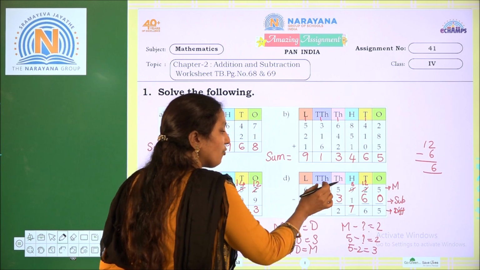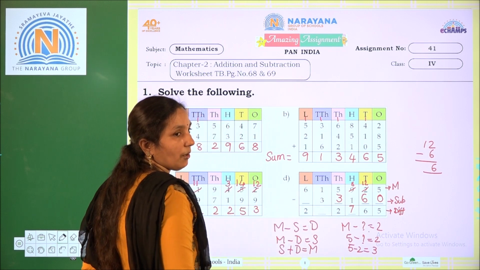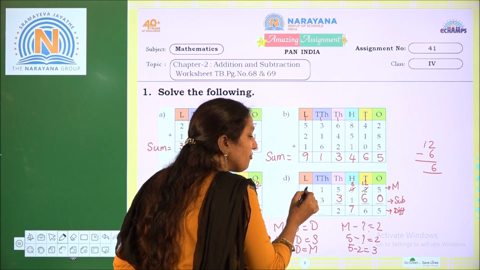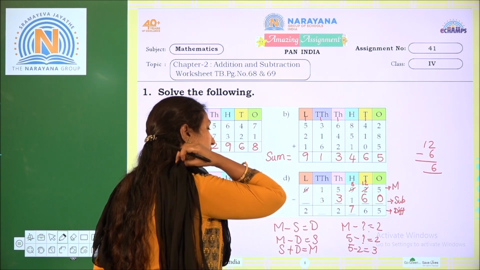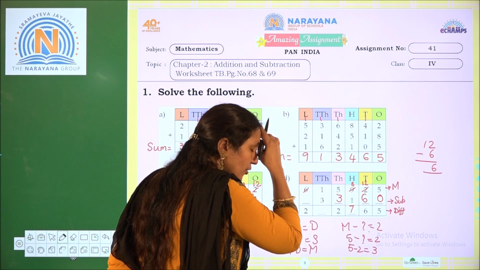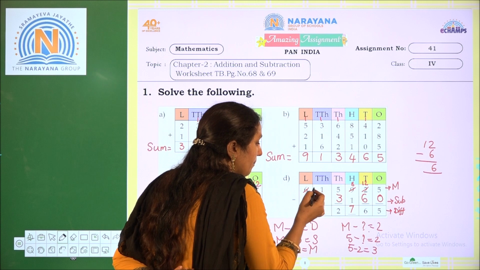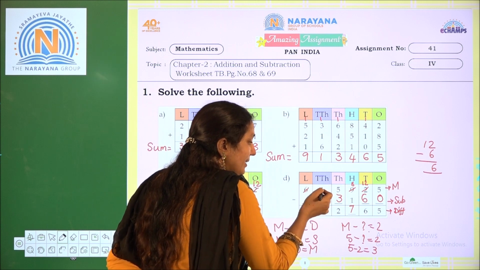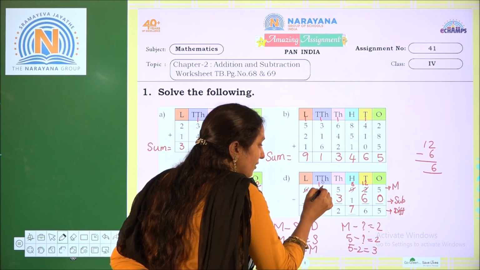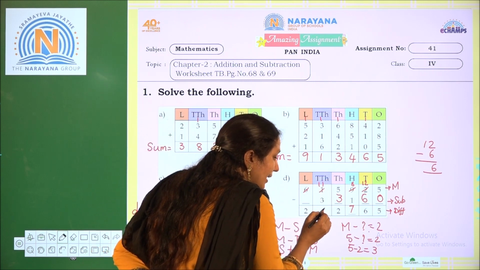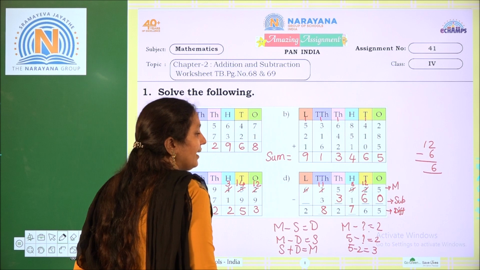Now 1 minus 3 equals the missing number. Can you subtract 1 minus 3? No. So what do we have to do? We have to regroup it. From where? From the last place. We take regrouping of one, so it will become 10, and this 1 will become 11. So 11 minus 3 equals how much? 8. 11 minus 3 equals 8.